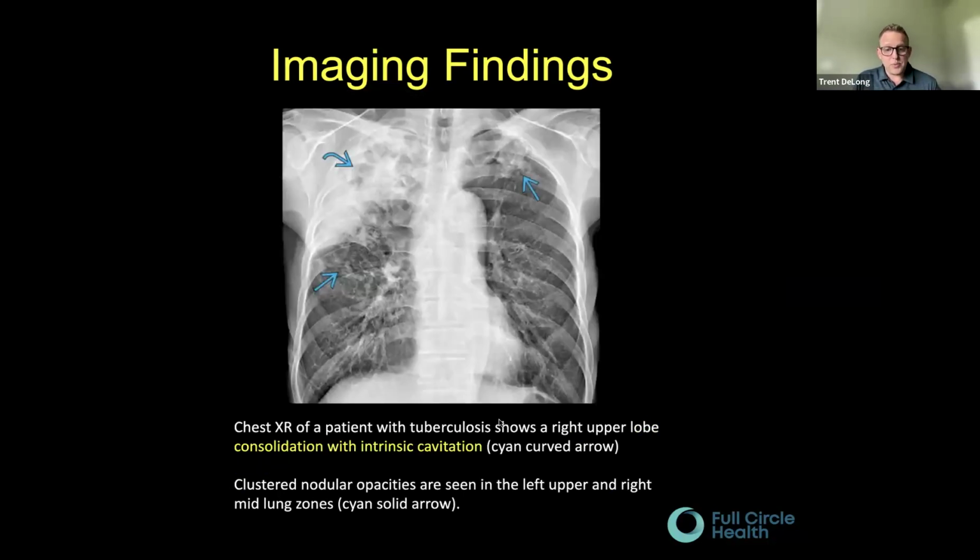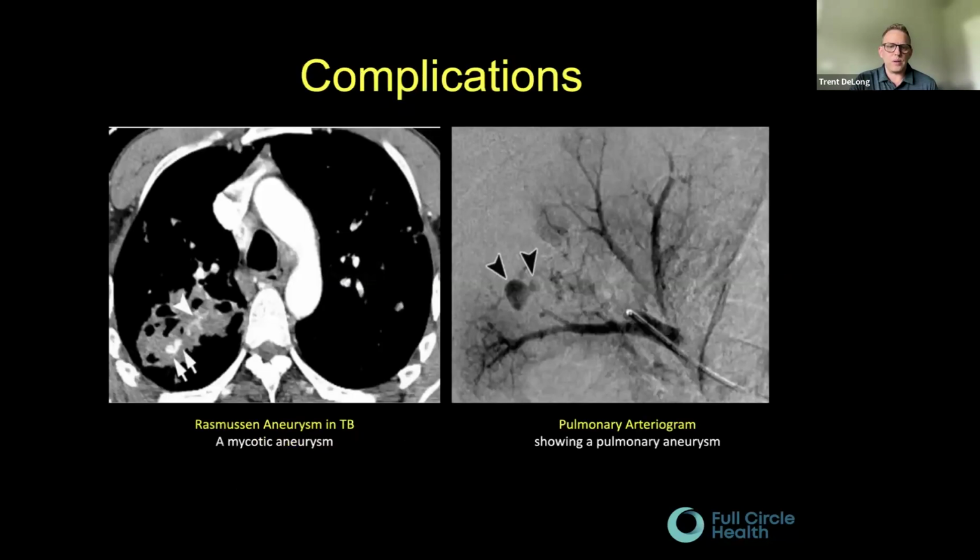Additional chest X-ray of a patient with tuberculosis shown here with the right upper curved arrow shows consolidation with intrinsic cavitation, and then clustered nodular opacities are seen in the left upper and right mid-lung zones, with the straight arrows here and here as well. Additional complications of active TB, we have Rasmussen aneurysm in tuberculosis. A mycotic aneurysm is another name for it, and you can see that on the left image where the arrows are pointing. And I've actually seen this on that patient that I've shared since the beginning of the lecture. Actually had one of these, and it was pretty substantial.